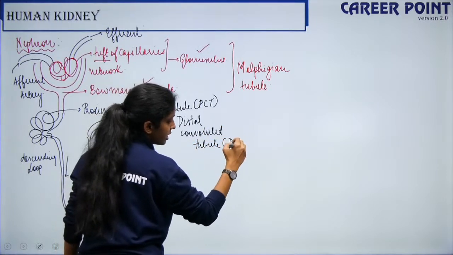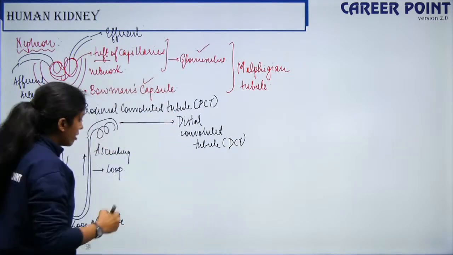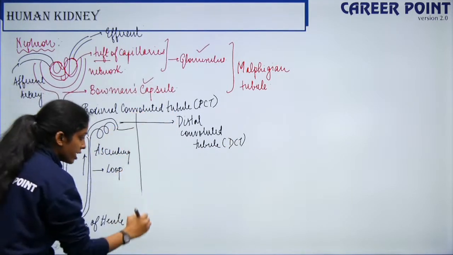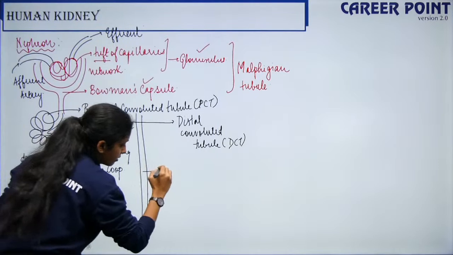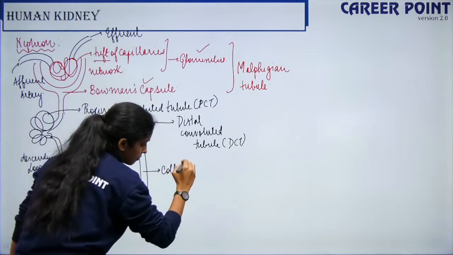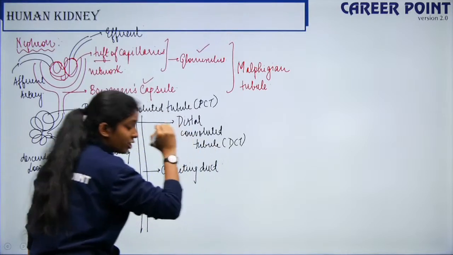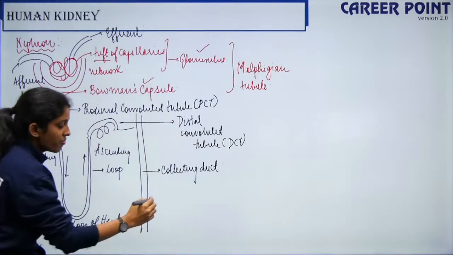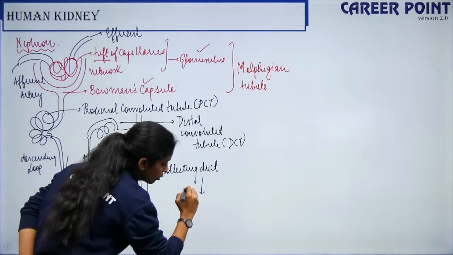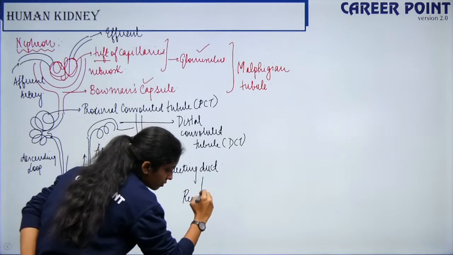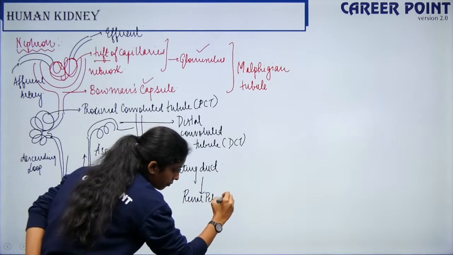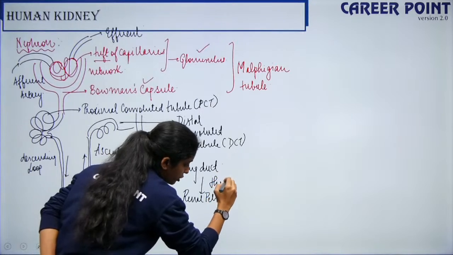So this is DCT. Fine. So this opens into the collecting duct, and the collecting duct opens into the renal pelvis region through the renal medulla.